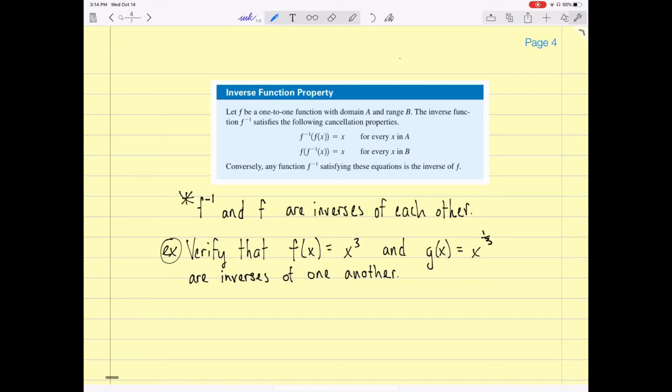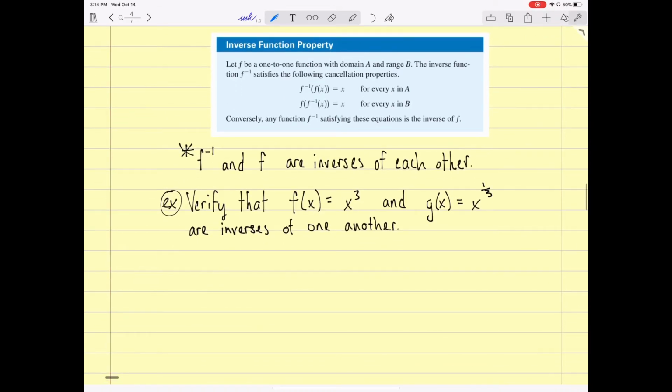Verify that f of x equals x cubed and g of x equals x to the 1/3 are inverses of one another. Again, the language kind of gets in the way of a really simple idea. So f of g of x means we're going to take the g function and plug it into x cubed. So we have x cubed, and we're plugging in g, which is x to the 1/3. Well, this gives us the letter x out.